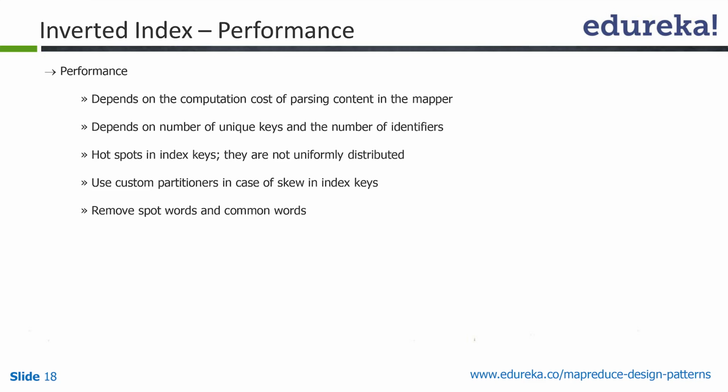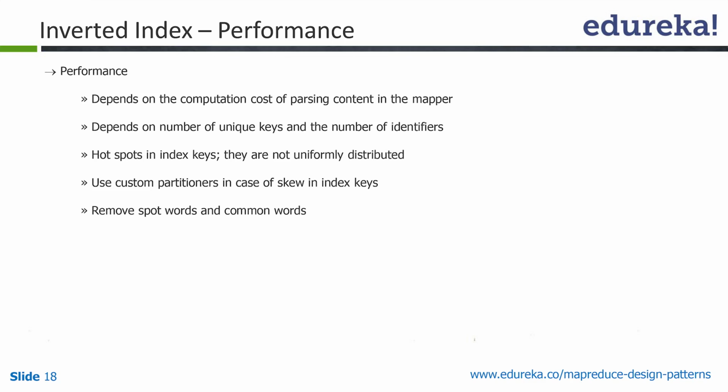There could be hotspots in the keys. We talked about that. Let's move forward. Use custom partitioners in the case of skews in the index keys. And do remove your stop words and common words, because you don't want to end up with a million document entries in your inverted index data structure.